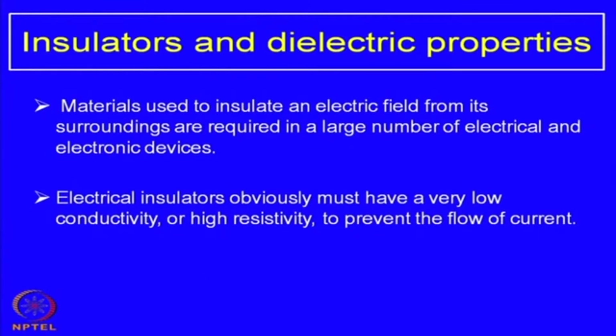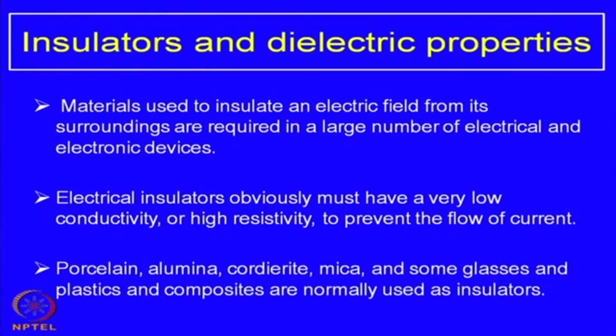The electrical insulator obviously must have a very low conductivity, as I mentioned just now, or very high resistivity to prevent the flow of current. So, there is no flow of current. Ideally, an insulator should have zero current or infinite resistance, but in reality there is always a finite amount of current that flows through it. Sometimes it is called a leakage current, and that can be measured also with different kinds of instruments.